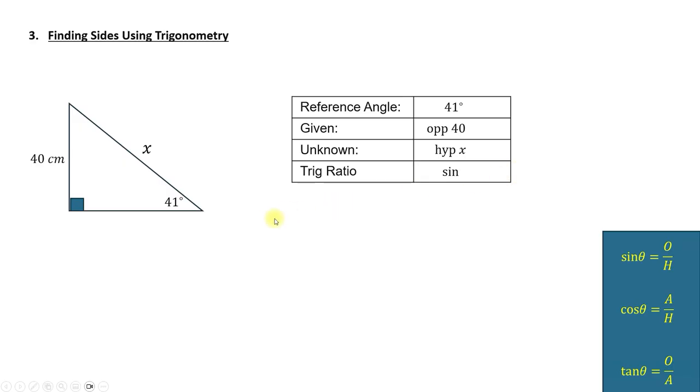So we can say that the sine of 41 degrees equals opposite 40 over x. Cross multiplying to solve, we can say that sine 41x equals 40. And if sine 41 times x equals 40, then x by itself equals 40 divided by sine 41. We'll put that into our calculator, and that will give us a value of 61.